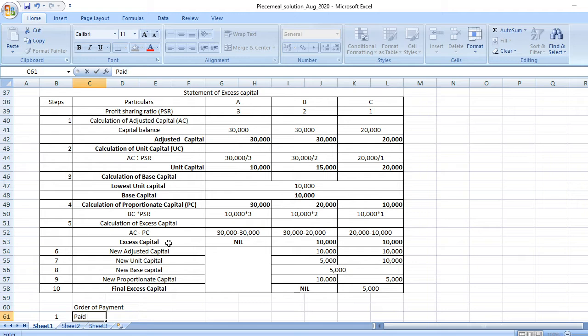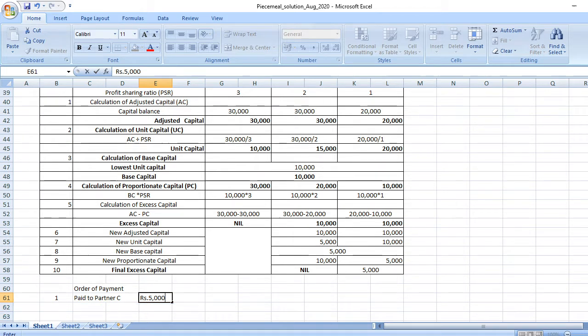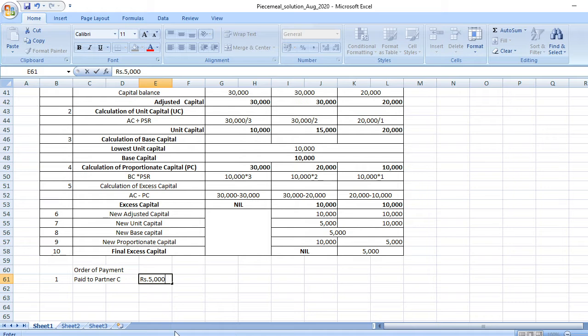Paid to partner C. And how much amount do we have to pay? Rupees 5,000. To partner C, rupees 5,000. Then the second order: which amount is paid after the payment to partner C. Before the final excess capital, the excess capital of C was 10,000. So from this 10,000, 5,000 is already paid.